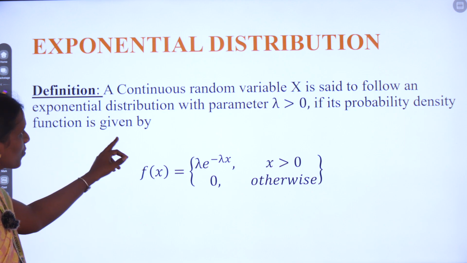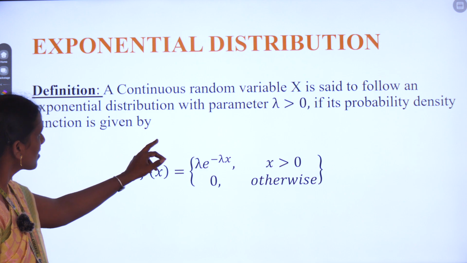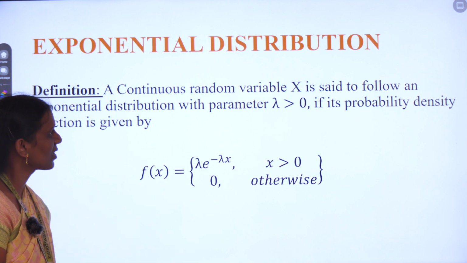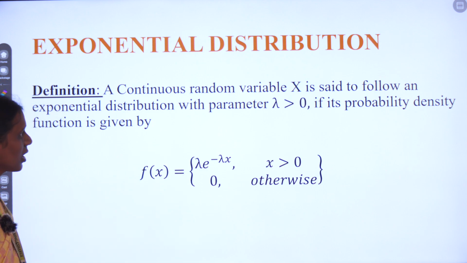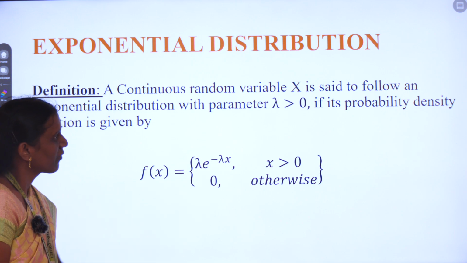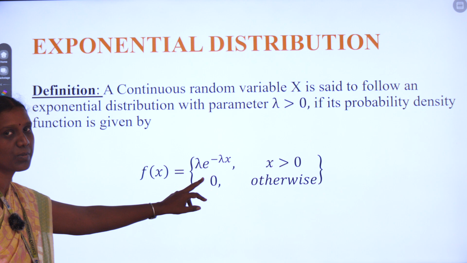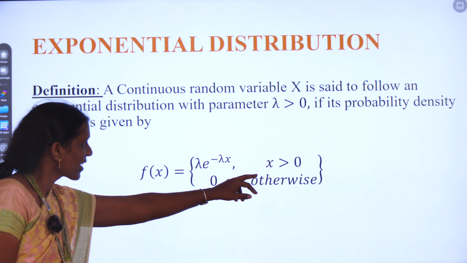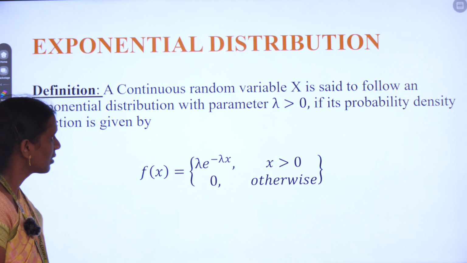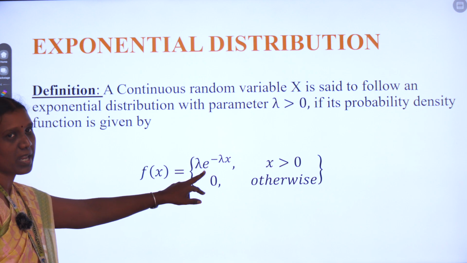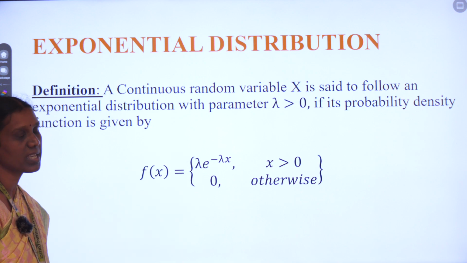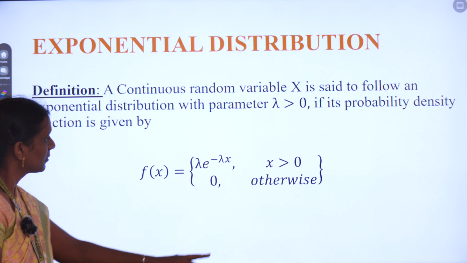A continuous random variable capital X is said to follow an exponential distribution with the parameter lambda if its probability density function is given by f of x is equal to lambda e power minus lambda x, for x greater than 0, and 0 otherwise. Here lambda is a parameter. This is the only parameter of the exponential distribution.